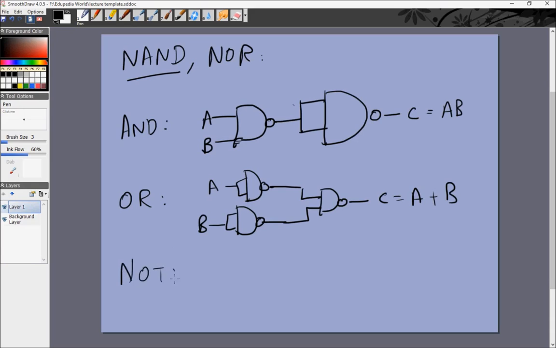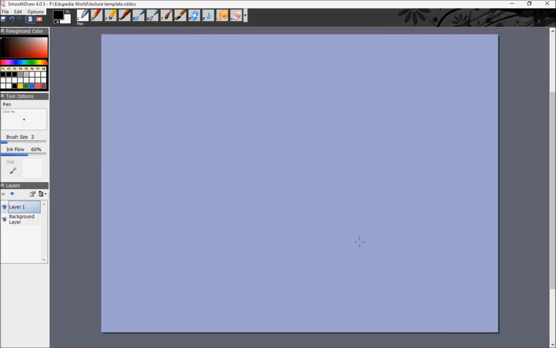And for the NOT gate, you just need one input A, and all you need to do is NAND it to itself, and you will get C is equal to A bar. So this is how you can create these 3 basic building blocks, and after you have AND, OR and NOT, you can create any logic circuit, including the exclusive OR. Now let's look at how you can create all 3 of them using the NOR gate.